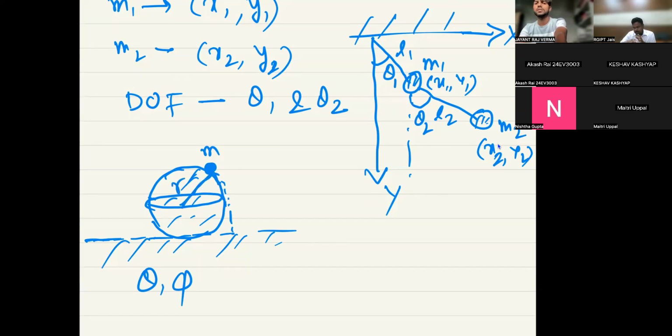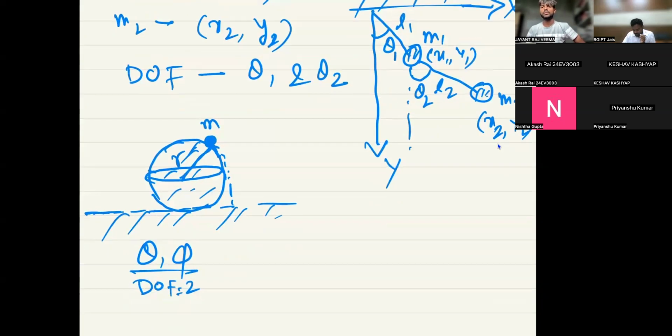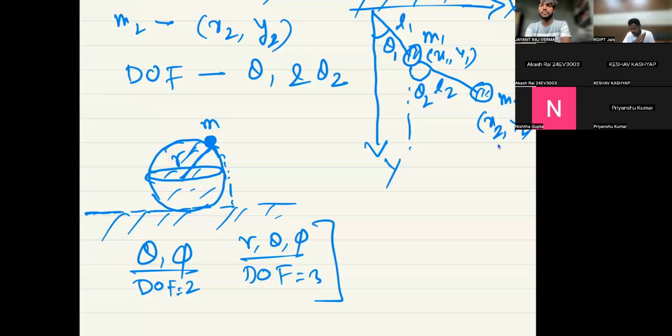If this mass is restricted to move only on the surface of the sphere, then your answer is correct: DOF is 2. But if this mass can fall, then it will have 3 degrees of freedom: R, theta, phi, all 3 can change. But what is the constraint condition? Does this particle have any constraint or not?